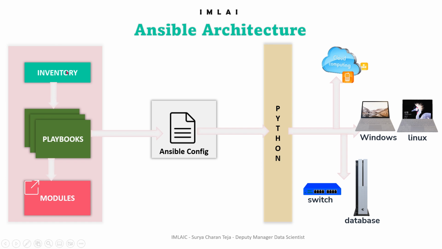The inventory file is very important, because that's where we mention the host machines, the destination machines. For example, here we mention the Windows destination machine information in the inventory file. In playbooks we write the modules, saying to execute these modules in the destination machine that I have mentioned in the inventory. Then this playbook will go to the Ansible config, which will convert this playbook into Python scripts and Python packages, and then these Python packages will be delivered to the destination machines that we have mentioned in the inventory file.